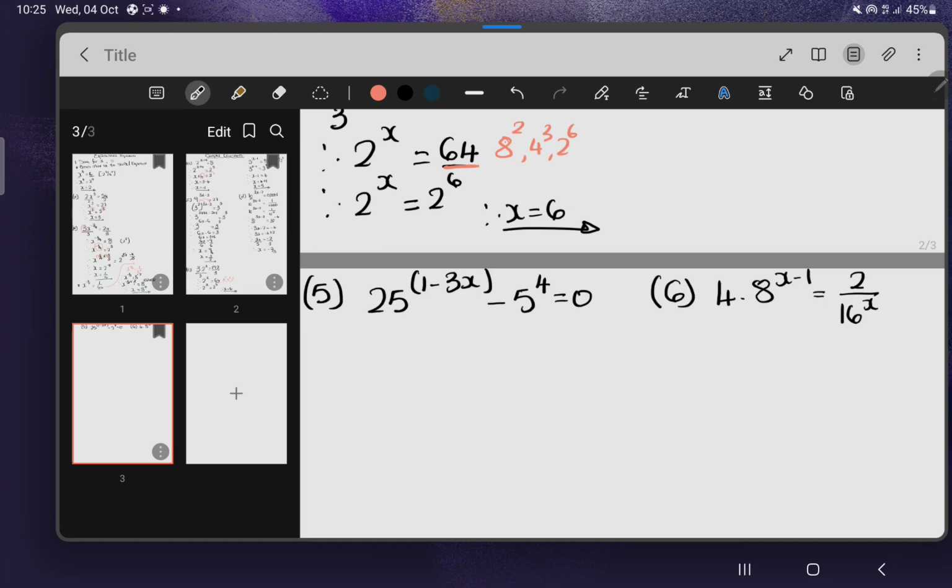We have another question here, which is 25 to the power of 1 minus 3x. So what we're going to do here, remember, this is an exponential equation.